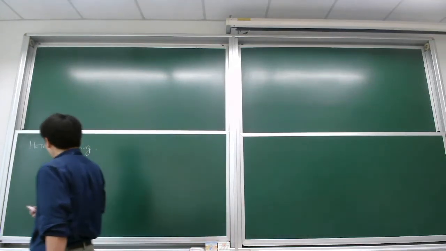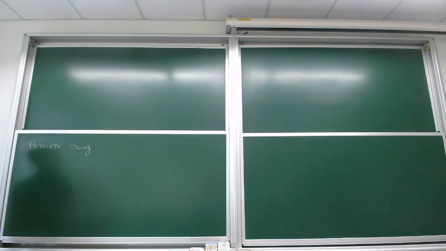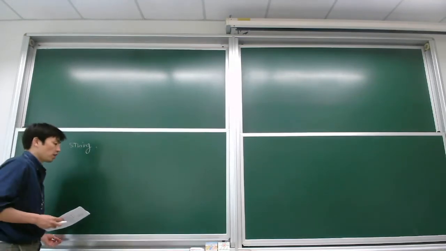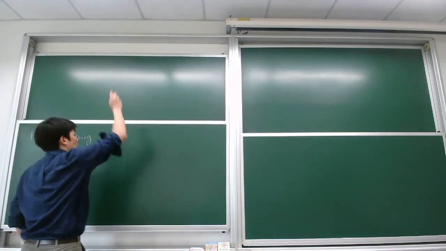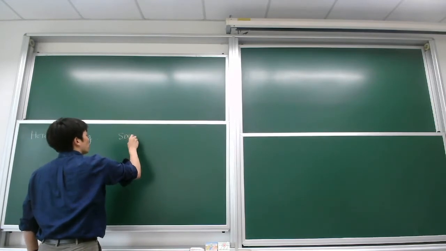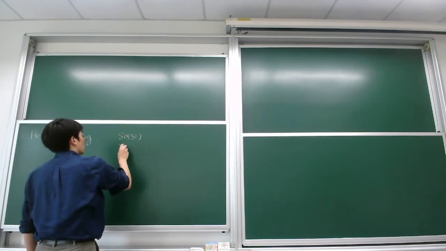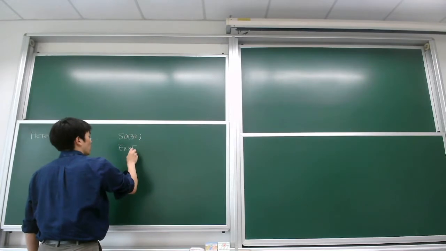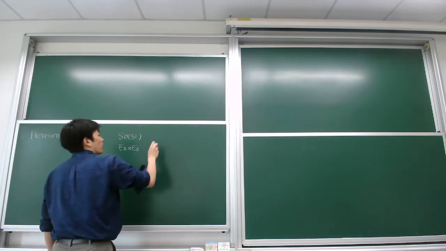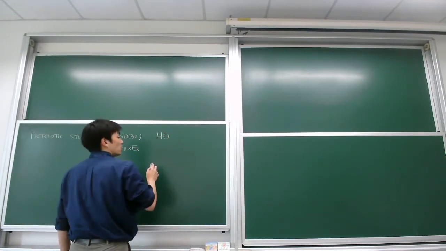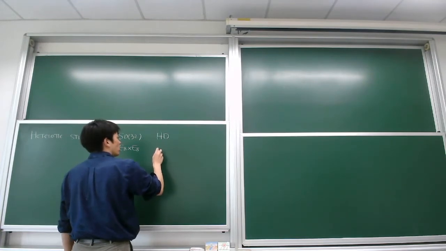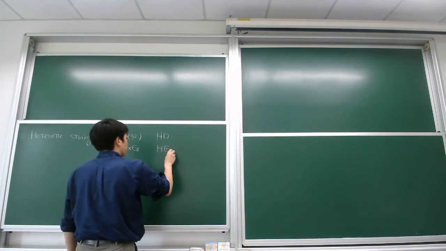So today we're talking about the heterotic strings. There are two types. One is the SO(32) gauge group, Spin(32)/Z2. One is E8 × E8. We call it, in the lecture note for simplicity, I call it HO and HE.